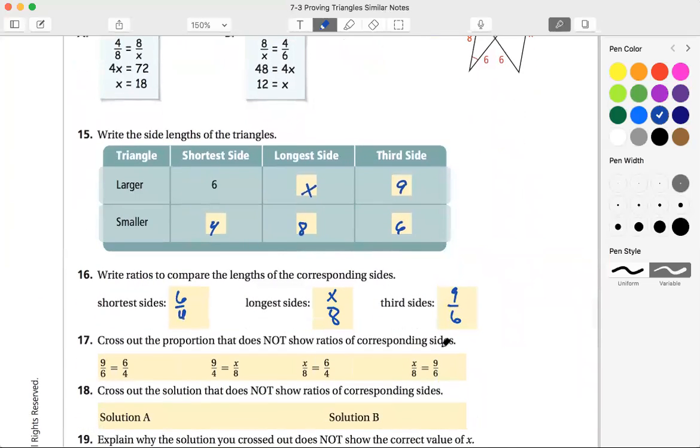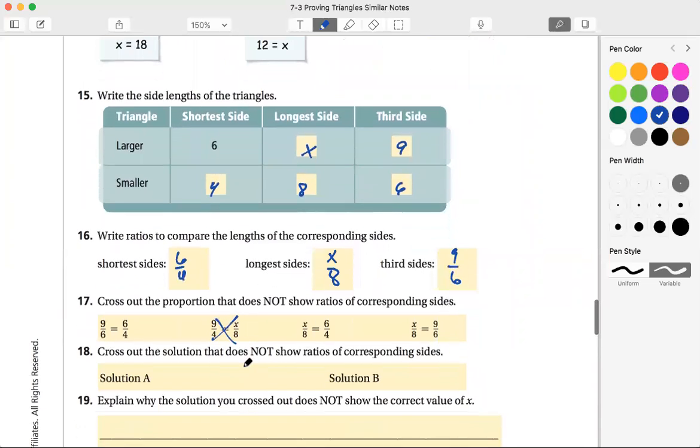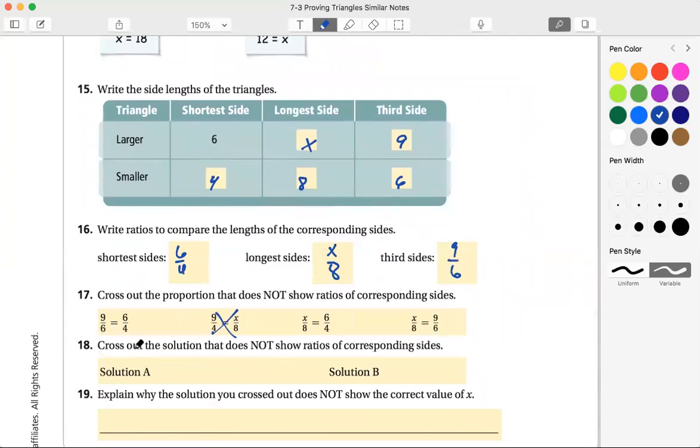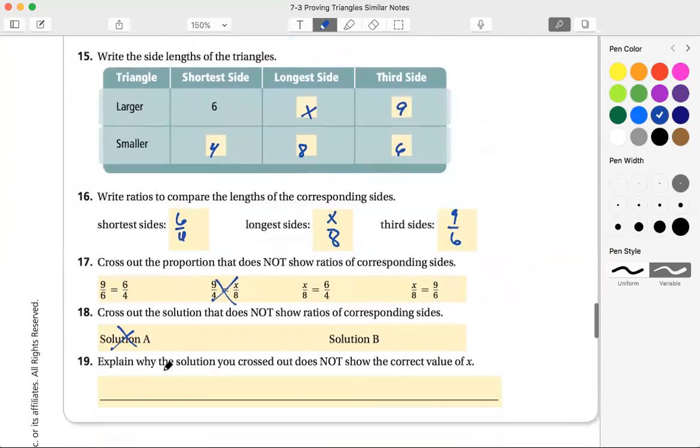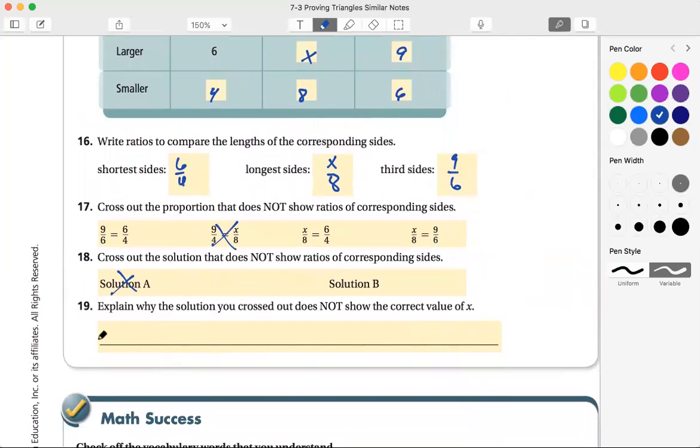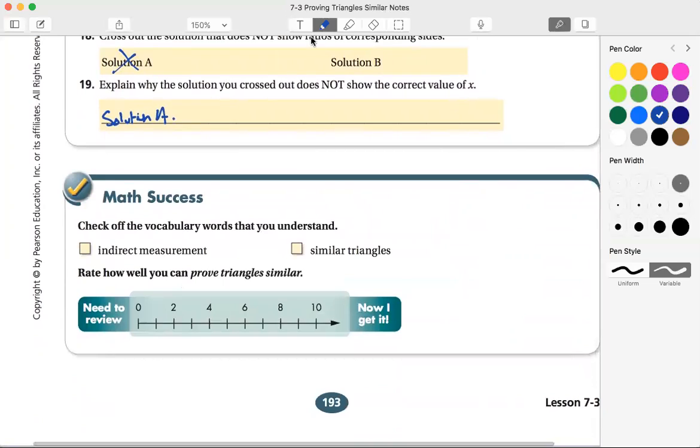Cross out the proportion that does not show the ratios. This one does not show those ratios. Cross out the solution that does not have the ratios, solution A. So which one is not the correct value? That would be solution A. And that's the end of this section.